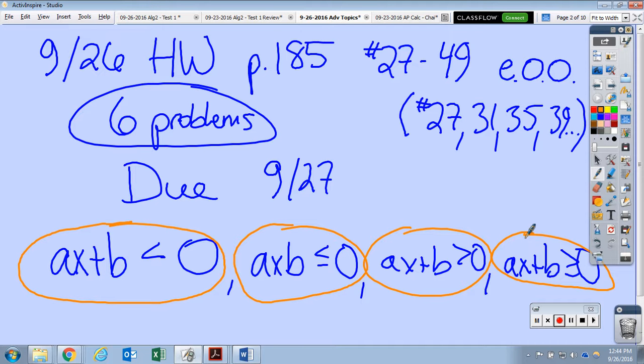You can ignore what's circled in the orange for now. What you really need to take care of is writing down the homework assignment. This homework assignment is page 185, numbers 27 through 49, every other odd, which comes out to a total of 6 problems. So every other odd, 27, 31, 35, 39, etc.